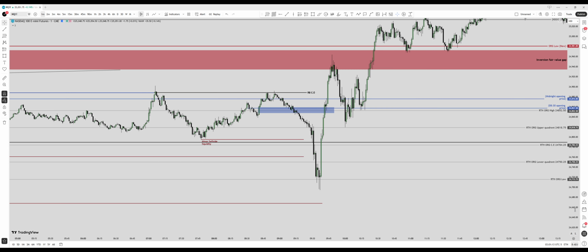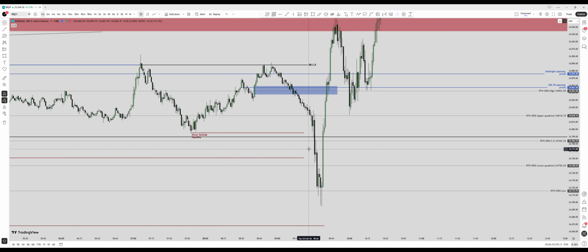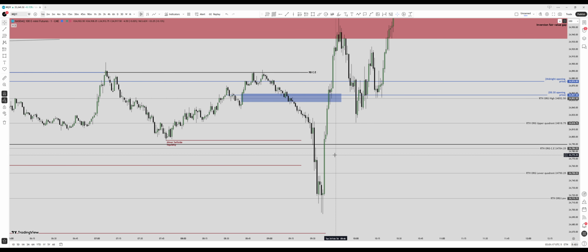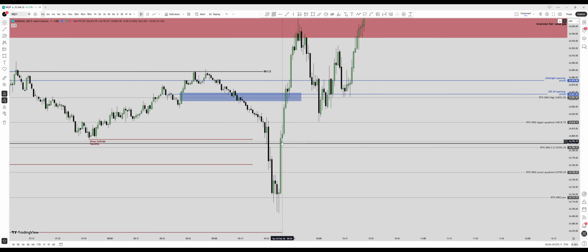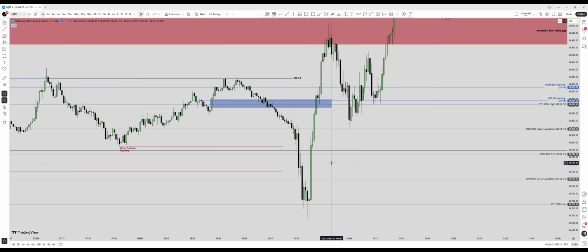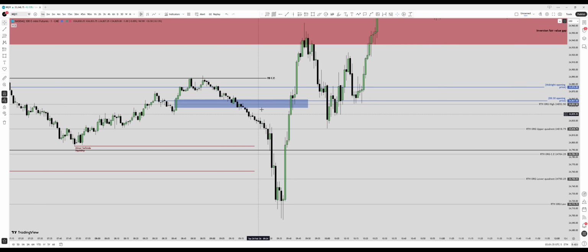Since I was looking for short, it's a little bit difficult for me to enter straight right here. I want to see what price is going to do next. So I cannot be taking the entry straight away, but this could be a valid entry right here, putting the stop here. But I cannot do that since I was in a short. We have a lot of low resistance right here, as you can see, this trendline liquidity as well.